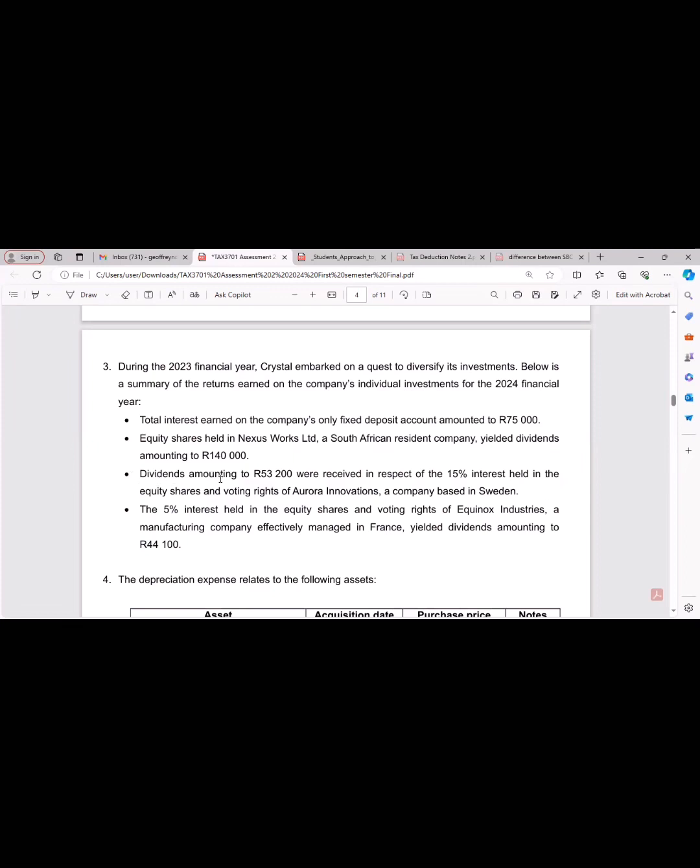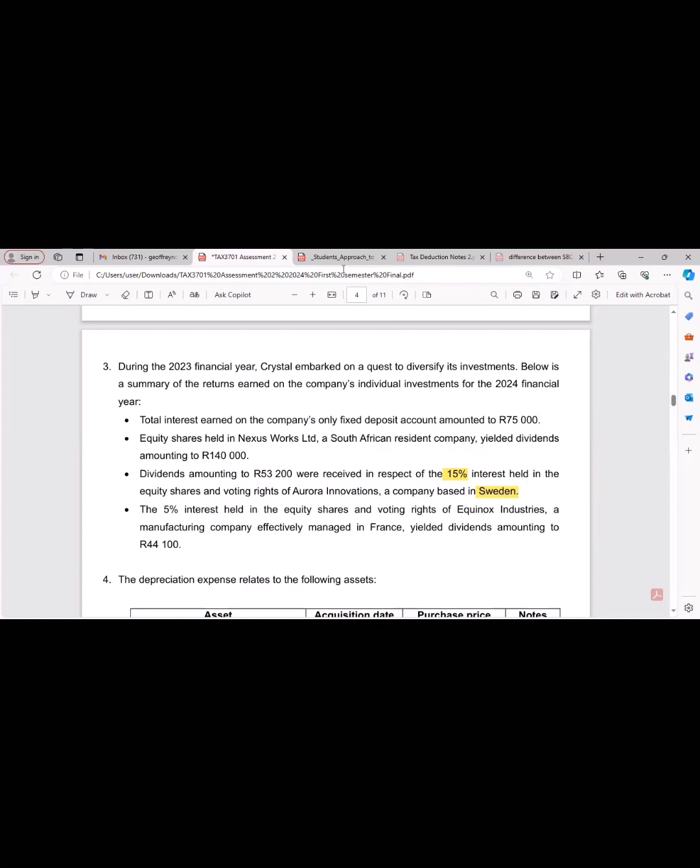Now, a dividend amounting to 53,200 was received in respect of a 15% interest held in the equity shares and voting rights of A Innovations, a company based in Sweden. So first thing, when you are given a foreign dividend, start with this percentage. It changes everything. You analyze the percentage first. We know it's from a foreign company, because Sweden is in Europe. And then this is what they gave us.